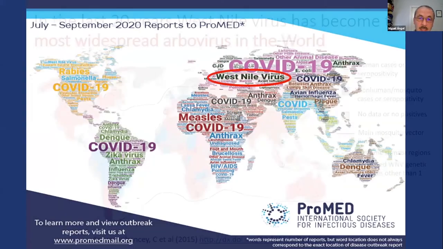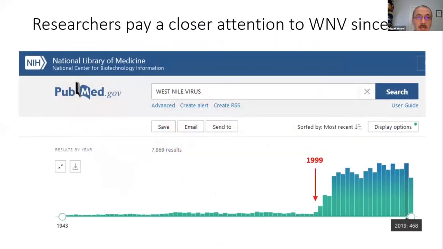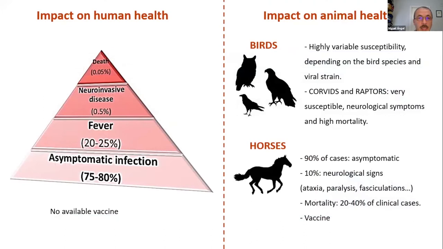This also translates into the interest with which researchers consider this disease since 1999. You can see it in the number of publications in PubMed since this year, multiplied by several orders of magnitude. So, well, this is one of the most important emerging infectious agents in the last years. And the rest of the talk is going to be dedicated to explaining the role of the animals in this disease and how we can benefit from the study of the animal component in this zoonotic viral disease.